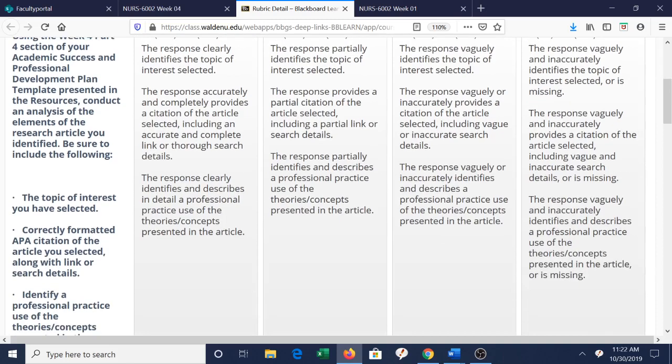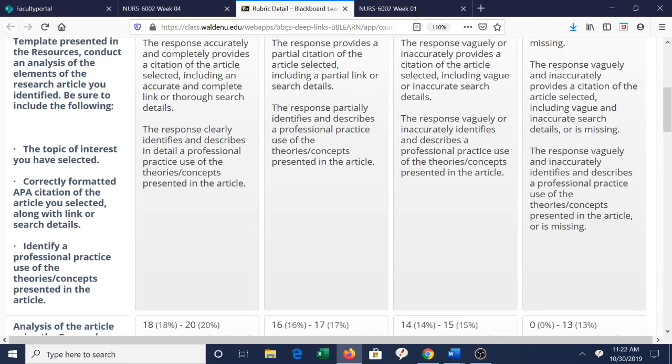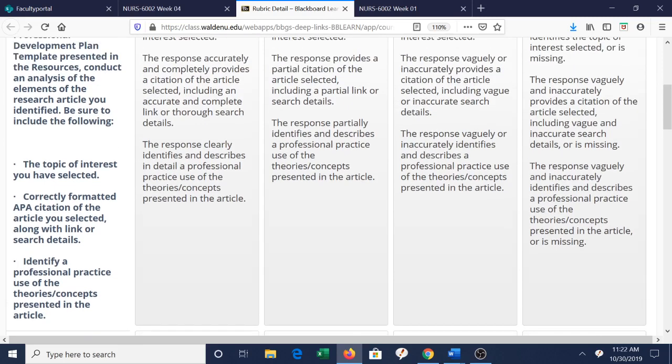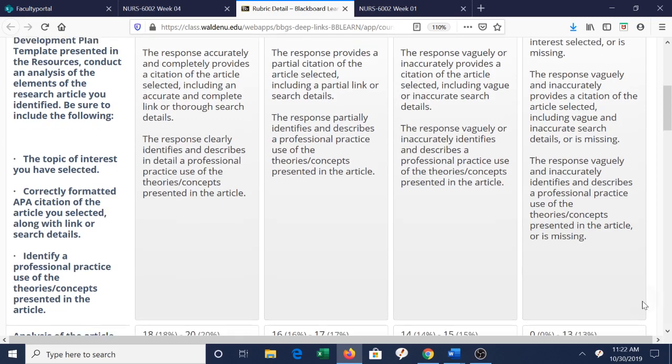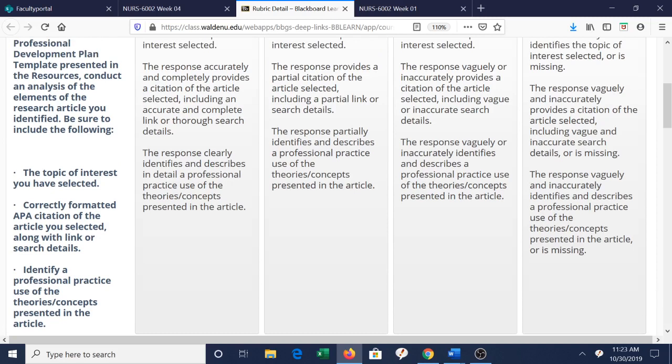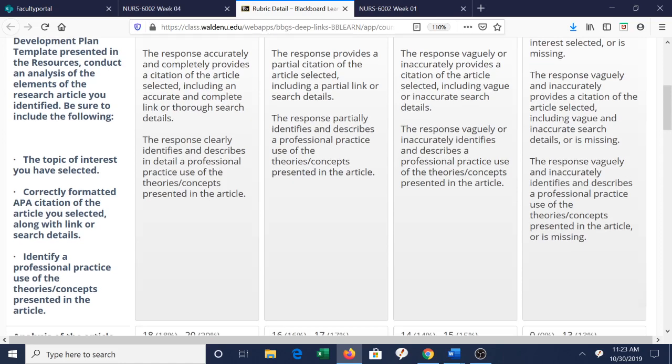To get an excellent, to get the most points, you have to pretty much fill in what it says. You have to have your topic of interest selected. That's not just the title of your study. Underneath that, you will have the title of your study in a correctly formatted APA citation of the article you selected, along with link or search details. Now, if you just do a complete APA reference, that's fine. It meets all of those criteria. You've got your authors, your date, the title of the research, the title of the article, the title of the journal. You've got your volume, issue, page numbers, and you've got your DOI number. You got everything.